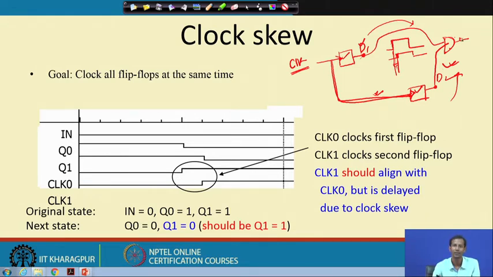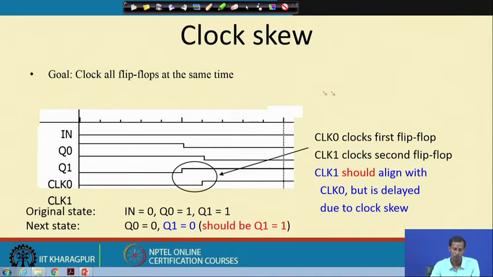So, for that reason, it is advisable that you make the clock skew 0. Clock skew 0 means the time requirement for this and the time requirement for this remain the same. Okay. So, that is the concept of clock skew.